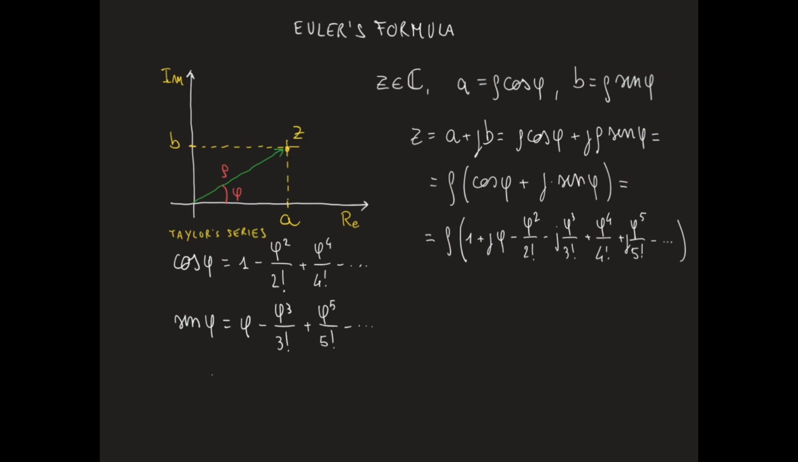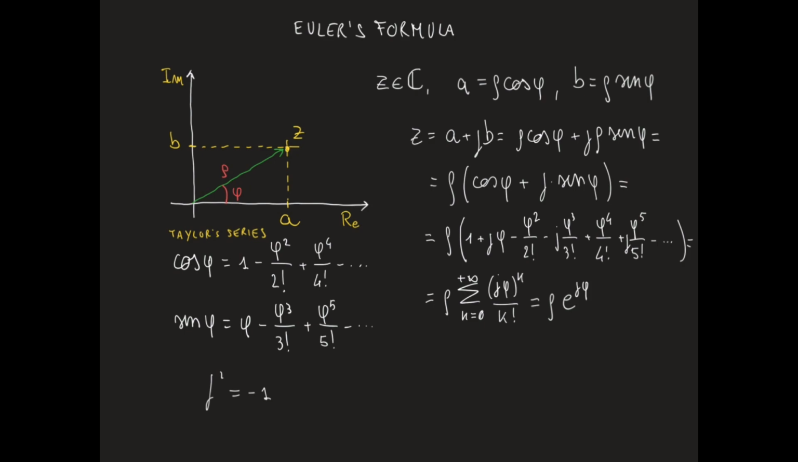Recalling that by definition the square of j is equal to minus 1, we can write the infinite sum between brackets as the sum for k going from 0 to plus infinity of j phi to the kth power divided by k factorial. But this sum is nothing else than the Taylor series for the exponential of j phi.